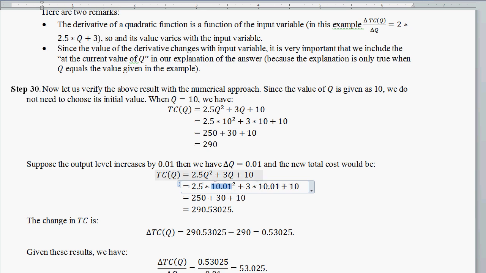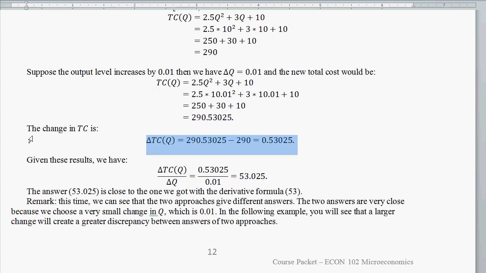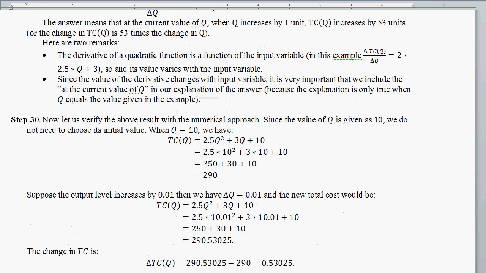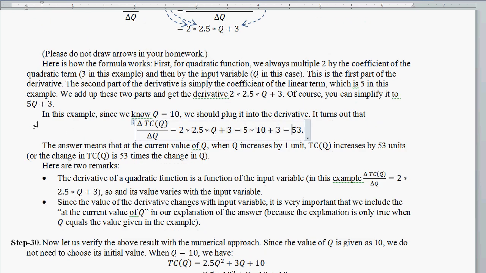Why does the cost increase? Because we're producing more goods, right? How much does the total cost increase by? This much. Now let's calculate the ratio between these 2 values. The change in the total cost divided by the change in the output level. Remember, we assumed this change, and that's going to be the result of that change. The change in total cost divided by the change in the output level is equal to 53.025. Okay, let's compare the answer. The new answer is close to the one we got with the derivative formula. That's true, right? Here, with the derivative formula, we got 53, but with the numerical approach, we got 53.025.